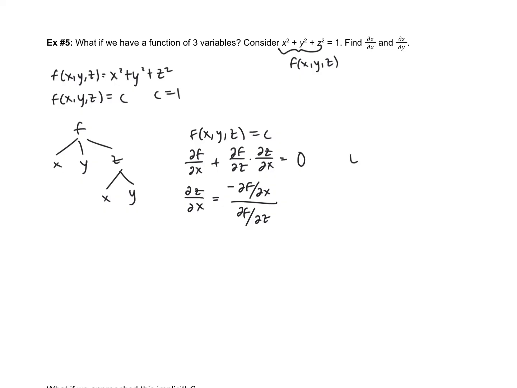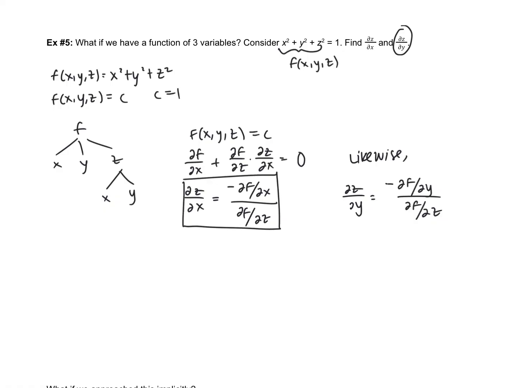Likewise, if I did the same thing for partial of z with respect to y, which we were also asked for, we would get the partial of z with respect to y is equal to negative partial of f with respect to y over partial of f with respect to z. And that's just the rule, the two rules. You don't need to memorize that, or you don't need to derive that. If you want to just memorize those results, great. If you want to derive them, great.